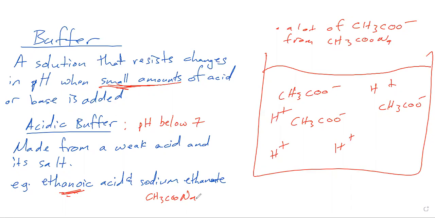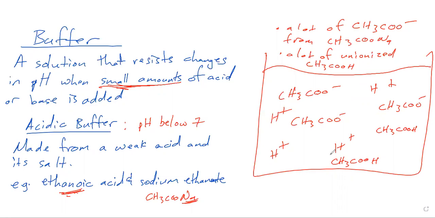So you will have a lot of ethanoic acid molecules as well, CH3COOH, because of the acid and the salt. You'll have a lot of unionized ethanoic acid molecules. They have hydrogen ion, ethanoate ion, and ethanoic acid.